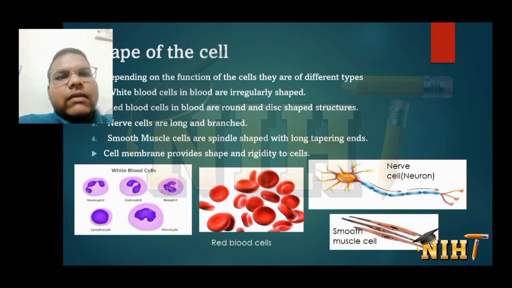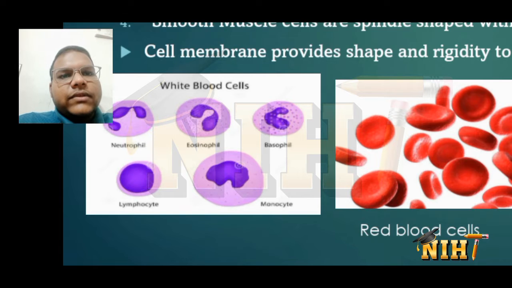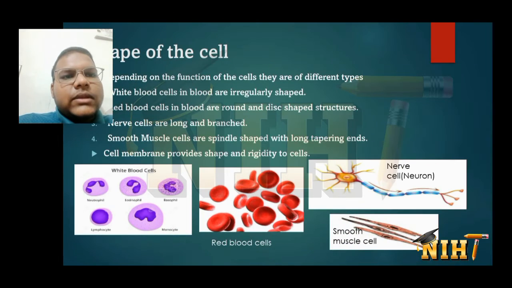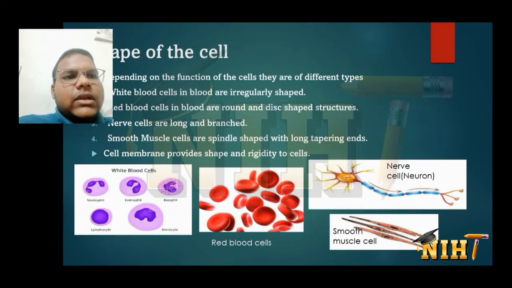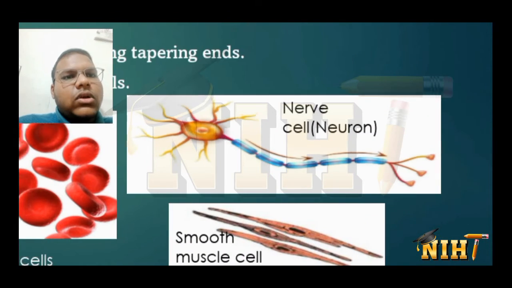White blood cells in our blood are irregularly shaped. As we can see here, these are different white blood cells: neutrophil, eosinophil, basophil, lymphocyte, monocyte. Similarly, red blood cells in our blood are round, disc-shaped structures we can see over here. Nerve cells are long and branched. This is a nerve cell. It is also called a neuron.